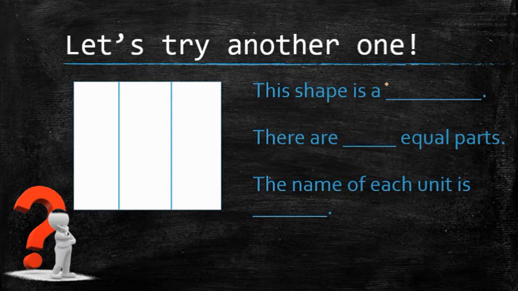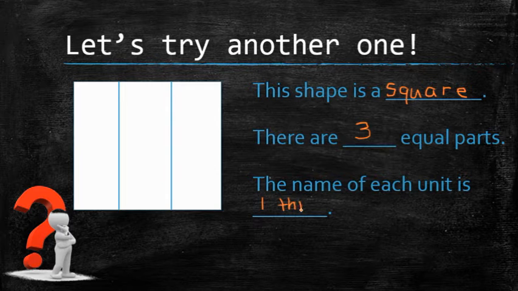Okay, so let's try another one. This shape is a square. How many equal parts do you see? 1, 2, 3. There are 3 equal parts. So the name of each unit is 1/3. If you have a math word reference list, you can see that third is on there next to the number 3.